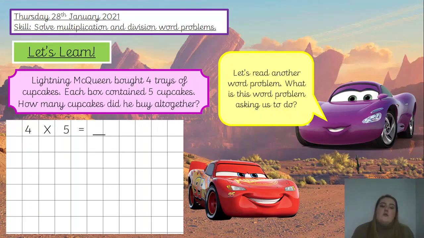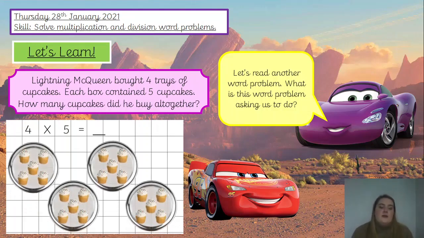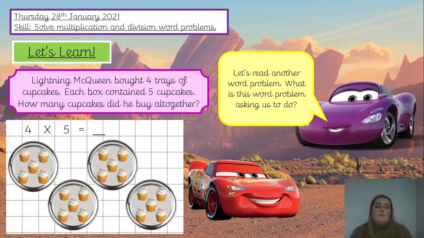And then we could draw a picture. So here is my picture. I've drawn my 4 trays, and on each tray I have put 5 cupcakes. So, do we just count one of the trays to find this answer? What do you think? No, well done, we count all of it because we are finding the total. We're counting all of the cupcakes all together to find the answer.